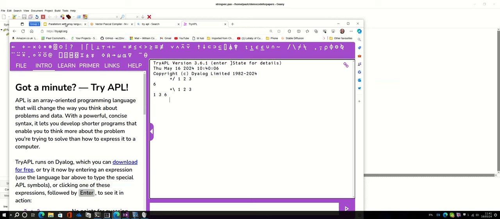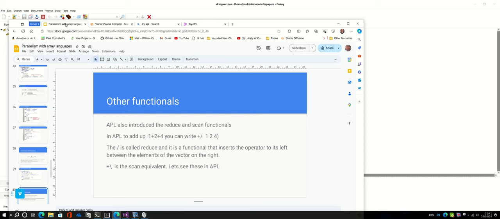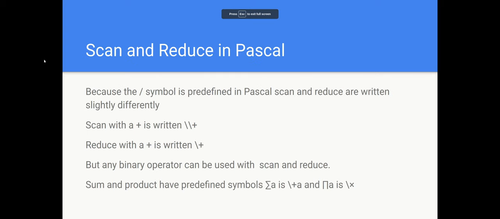Now, you can't use exactly that syntax in Pascal if you want to introduce these functionals into the language. The problem is that the operator slash is already well defined. It means divide or real division. So they have to be written slightly differently. Scan is written slash slash plus, and reduce is written slash plus. Any binary operator can be put into the position of the plus in this case.